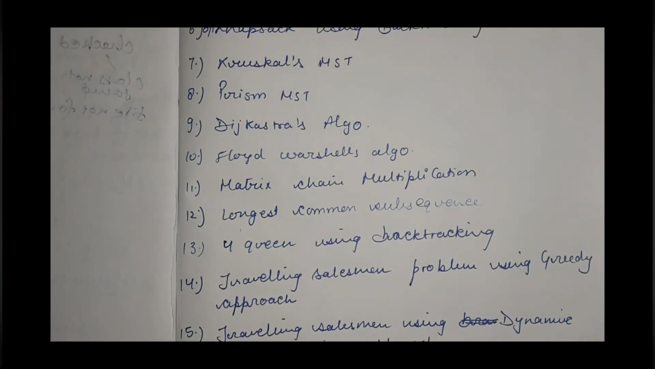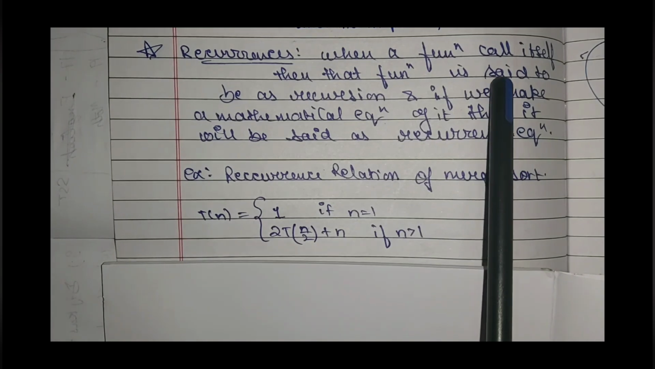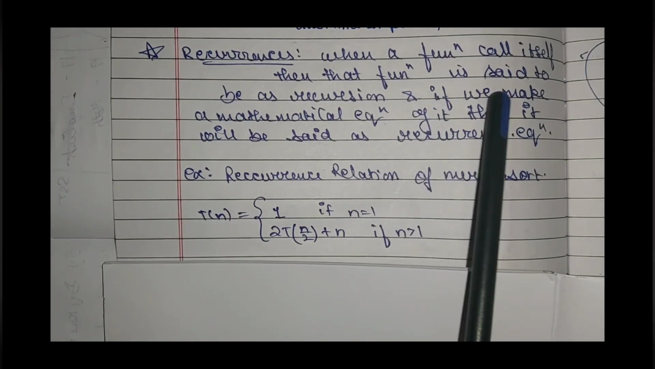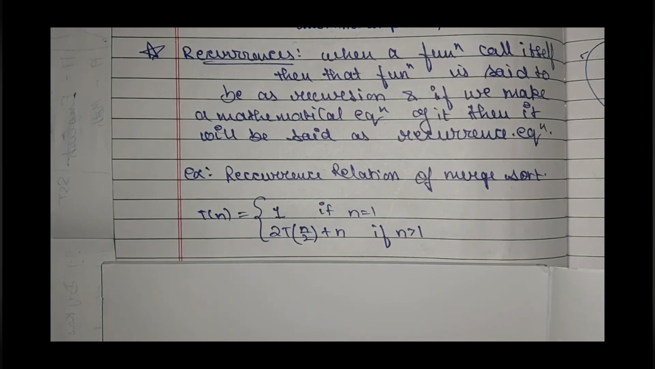In the further videos I'll be discussing all these topics in detail. First, what is recurrence? A recurrence is a function which calls itself. The word itself explains it: a function that calls itself is said to be a recursive relation. And a recurrence relation is a mathematical expression used to explain the recurrence in mathematical format, right?